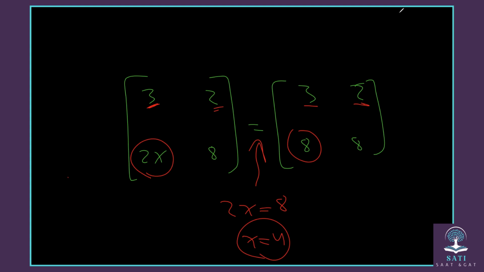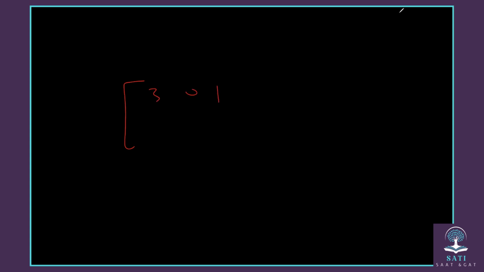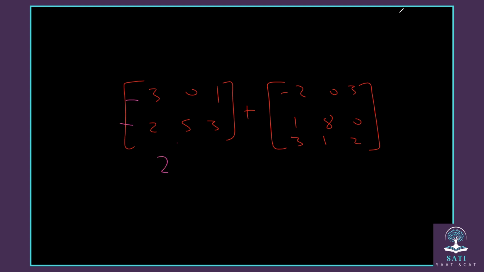If I have two matrices, this is matrix 3, 0, 1, 2, 5, 3, plus another matrix, which is negative 2, 0, 3, and here 1, 8, 0, and 3, 1, 2. Can I add these two matrices or not? Okay, let's first write the order of each matrix. What is the order of this matrix? As you see, it has 2 rows and 3 columns. So you write 2 times 3.